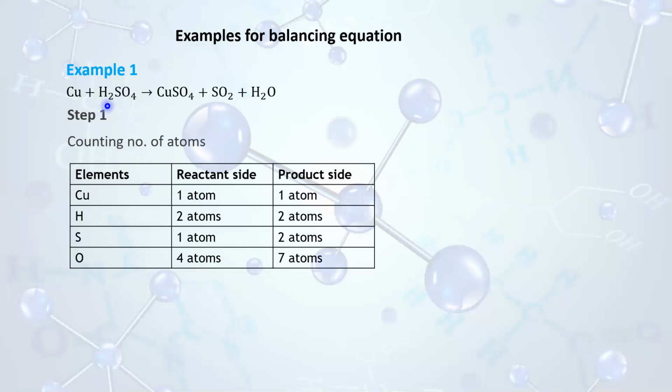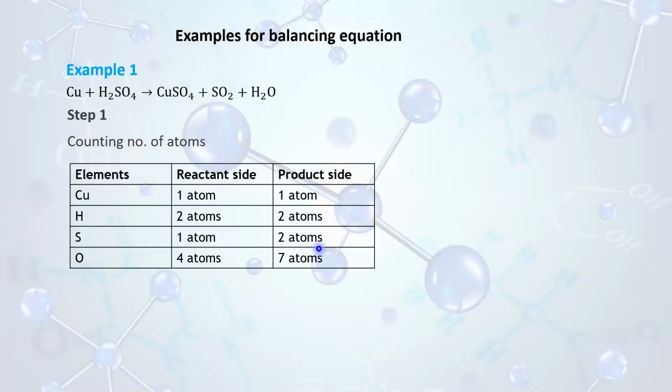Then comes the next element, hydrogen. On the reactant side, we have 2 hydrogen atoms. And on the product side, as you can see here, 2 hydrogen atoms. Then the next element is sulfur. On the LHS, or the reactant side, only 1 sulfur atom is present. So we can write here 1 atom. And on the product side, in this copper sulfate, 1 sulfur atom is present, and also in the sulfur dioxide, 1 sulfur atom. So total 2 sulfur atoms are present.